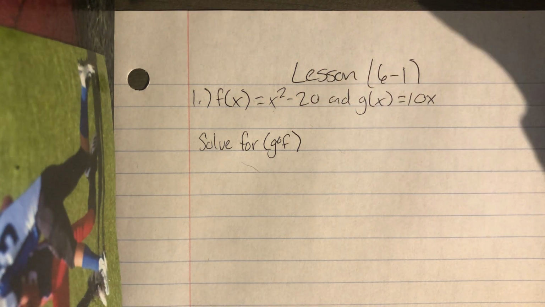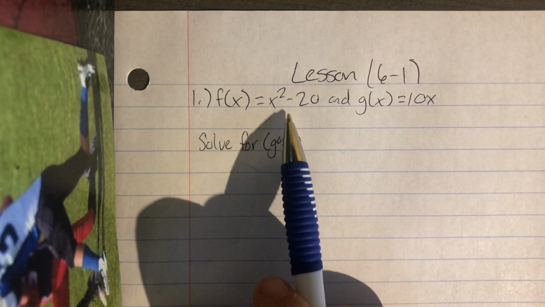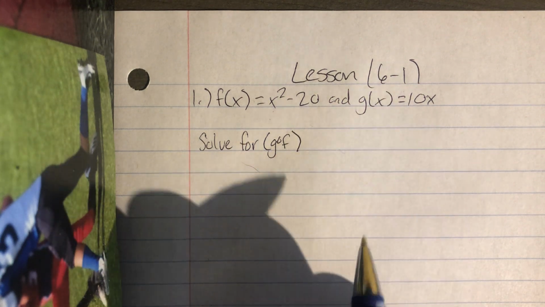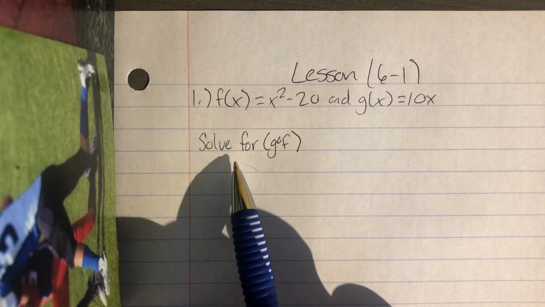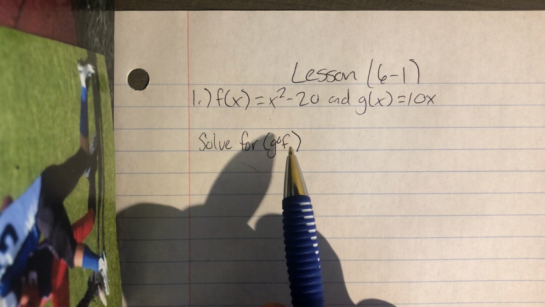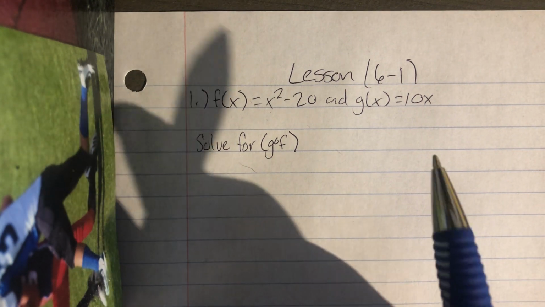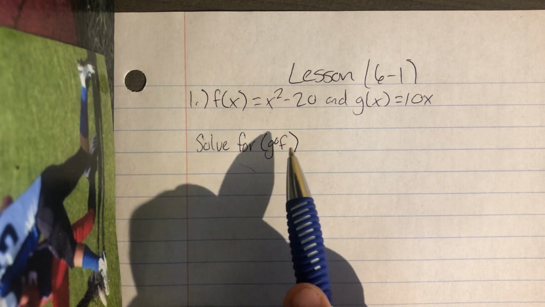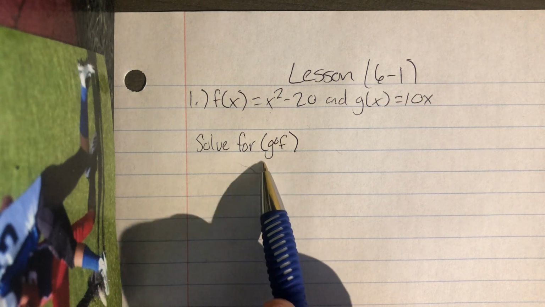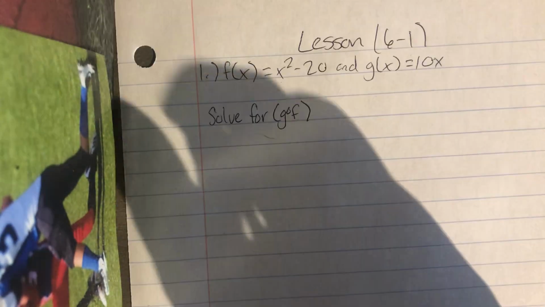f of x equals x squared minus 20, and function g, or g of x, equals 10x. The first question asks us to solve for function g times function f. Here's how I like to remember it. f goes inside of g, or function f goes inside of function g. So here's how we're going to do this.